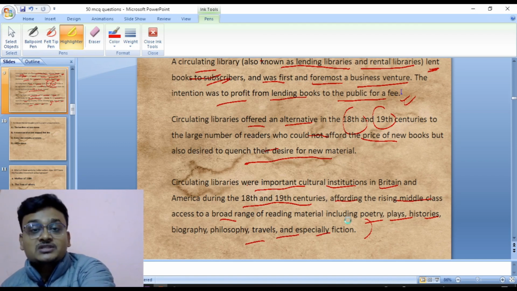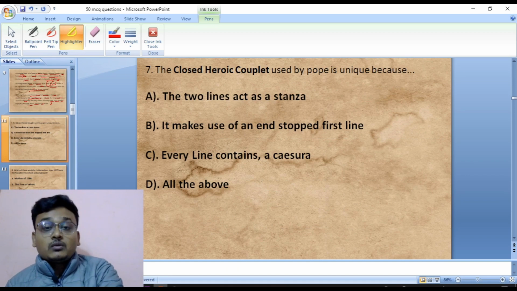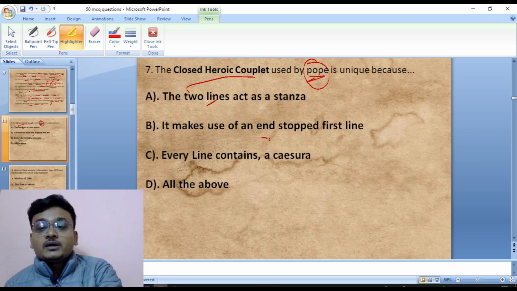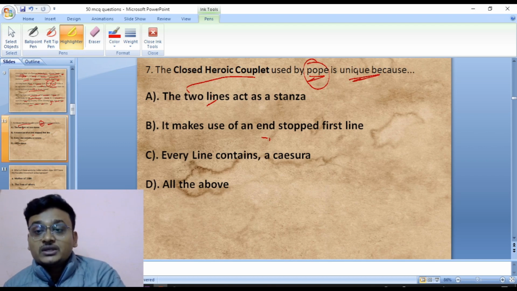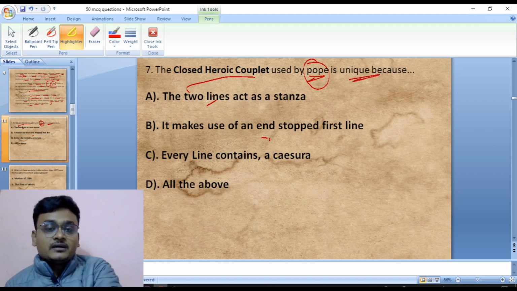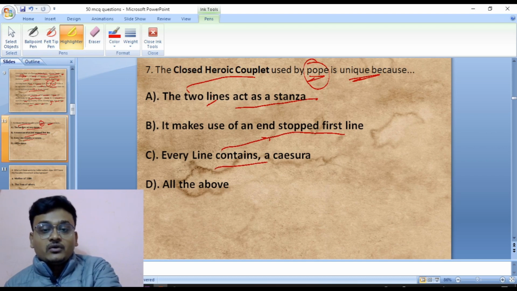Okay, let's move to the next question. Question number 7. Now what is the closed heroic couplet? The closed heroic couplet used by Alexander Pope is unique. Why is it unique? Because the options are here. The two lines act as a stanza. It makes use of an end-stopped first line. Every line contains a caesura. All the above.